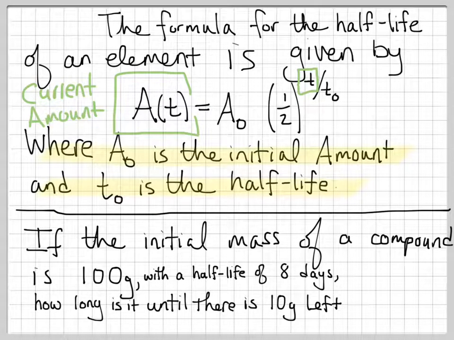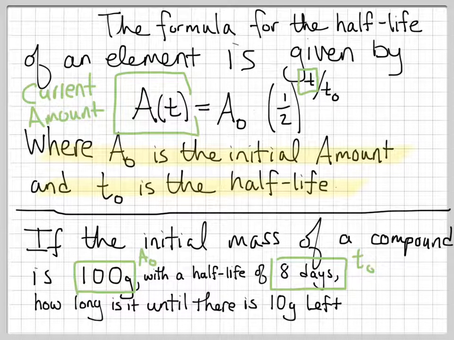And you can see where the variable shows up here as an exponent. And so down here is a question that I could possibly ask, which is, if the initial mass of a compound is 100 grams, and it has a half-life of 8 days, how long is it until there is only 10 grams left? And so here you have 100 grams. That's your A0. Here you have 8 days as the half-life. That's your t0. And 10 grams left, that's just your A of t. And so identifying the pieces that you have will help you in solving this question.